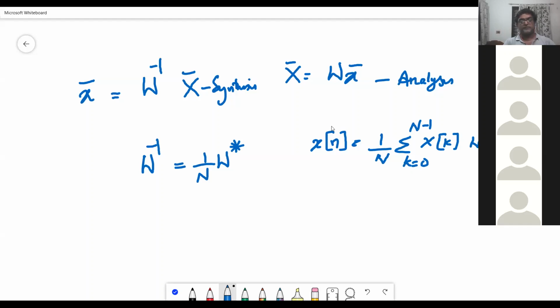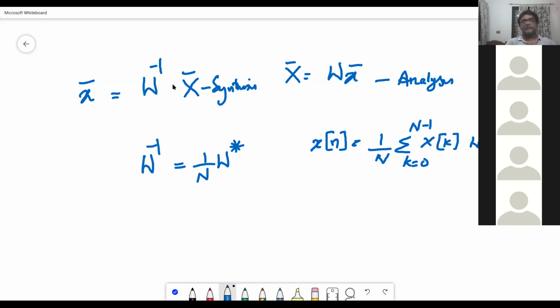Capital X bar is the output spectrum, right? Is that clear? Yes, sir. Okay, so there should be an inverse expression for that. So going back to small x bar from capital X bar should therefore be the synthesis equation. So this should be the synthesis equation.